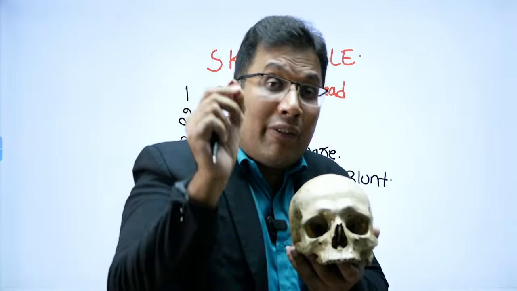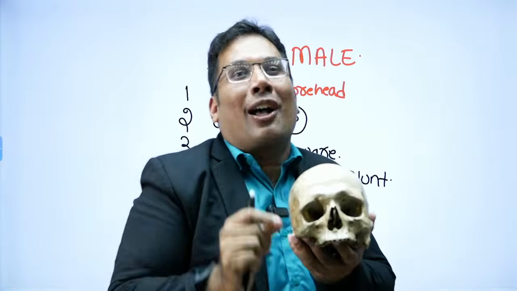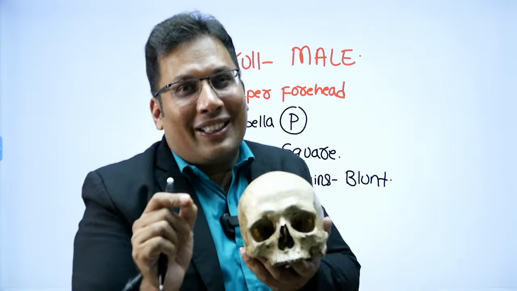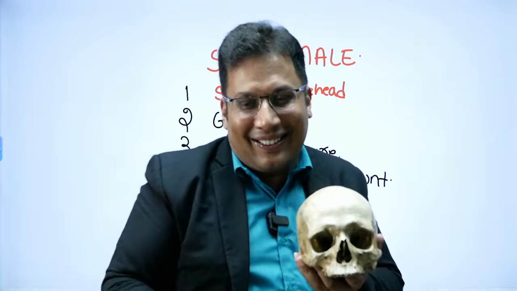In female, they are very sharp. It's like a blade. That is one very important feature. How do I remember? The female brain is sharper than the male brain. So orbital margins are sharp in females.